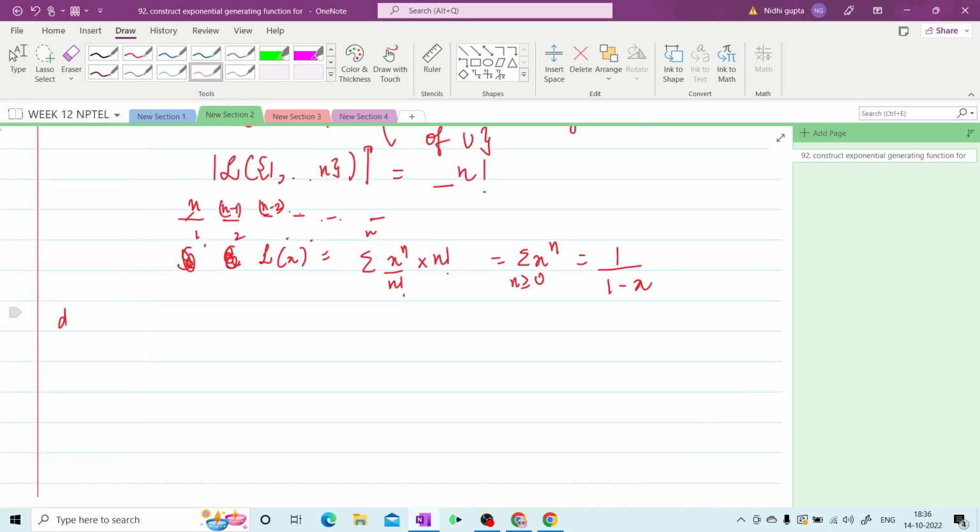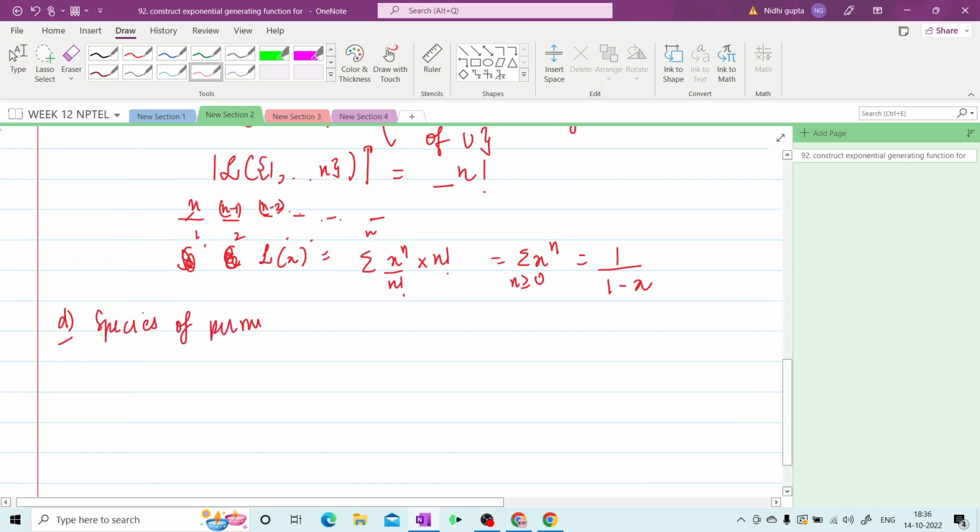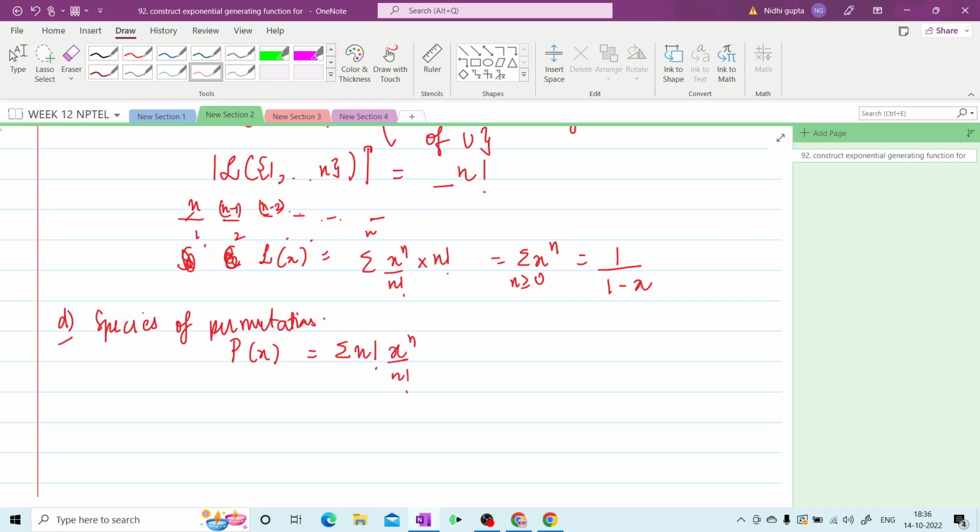Then next was the species of permutations, and it was the same as the previous one, because on an n element set the number of permutations is n factorial. If you have a function from U to U, with elements u1 to un, the first element has n options, the next has n minus 1 options, and similarly the last has just one option left. So the number of bijective functions from U to U is n factorial.